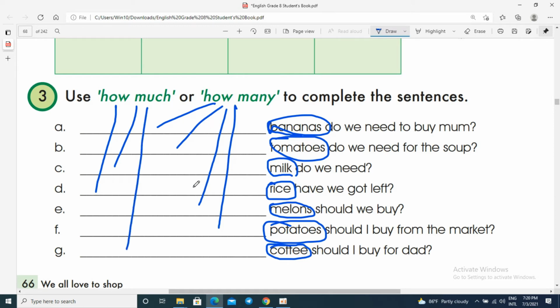So now, read after me, everyone. How many bananas do we need to buy, ma'am? How many tomatoes do we need for the soup? How much milk do we need? How much rice have we got left? How many melons should we buy? How many potatoes should I buy from the market? How much coffee should I buy for that?